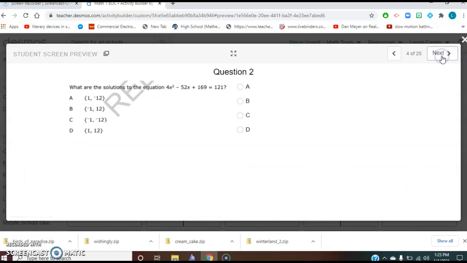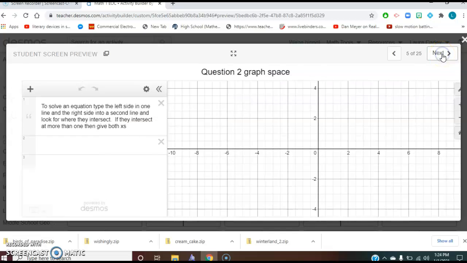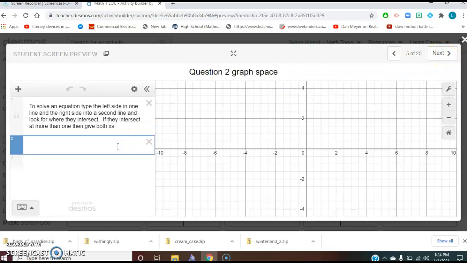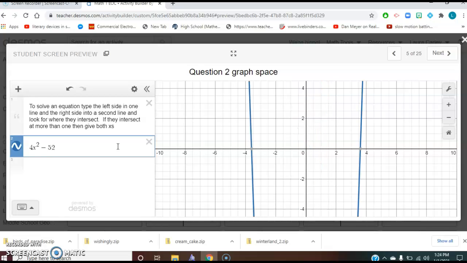All right, so solving equations. We're going to do this one the same way. We have an equation. I see solutions. I'm going to type whatever comes before the equals into one line, and then I'm going to type the 121 into a separate line. So 4x squared minus 52x, I think that was plus 169.